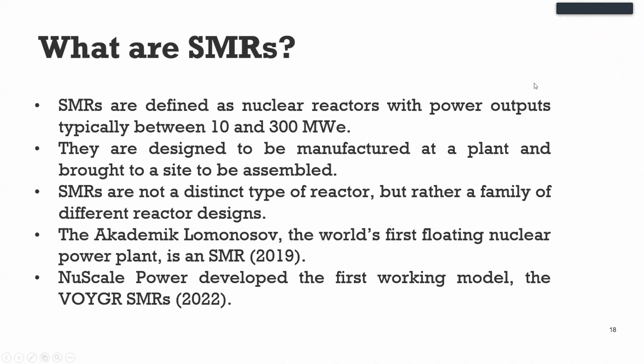Small modular reactors are nuclear reactors with power output typically between 10 to 300 megawatts electric, but they can go as low as 5 megawatts electric. They are designed to be manufactured at a plant and brought to a site to be assembled. The term small modular reactors comes from their size, their capacity, and also their modular construction.